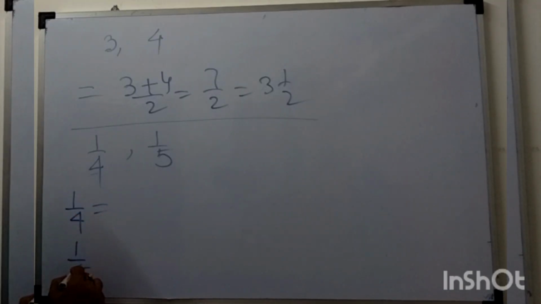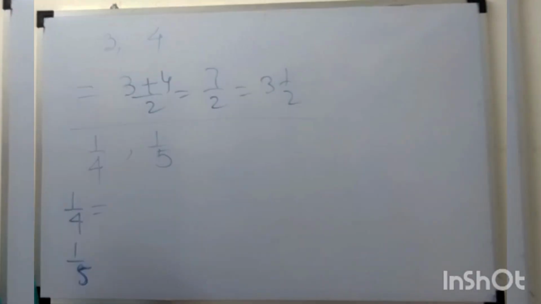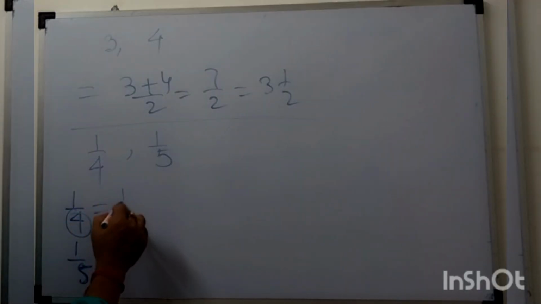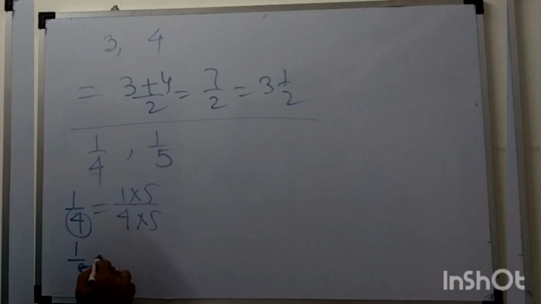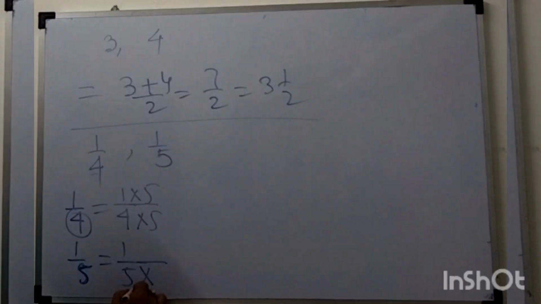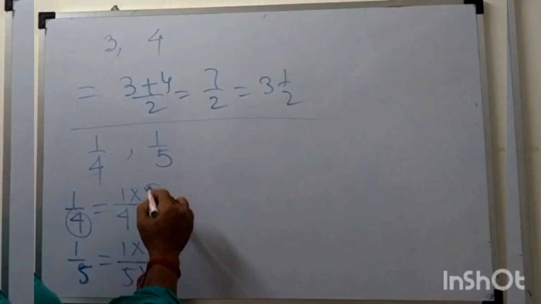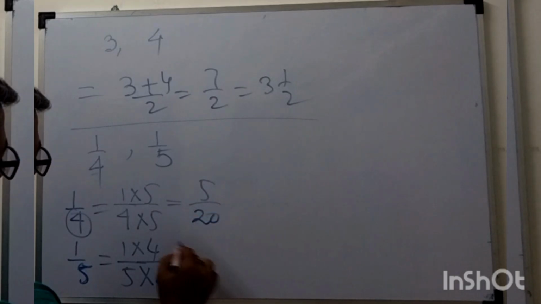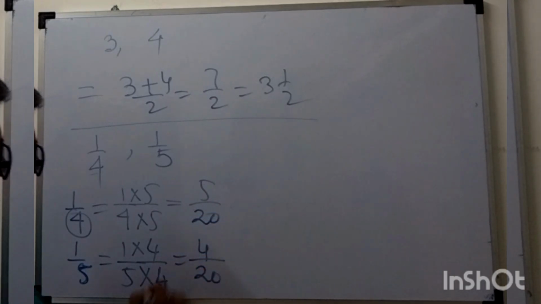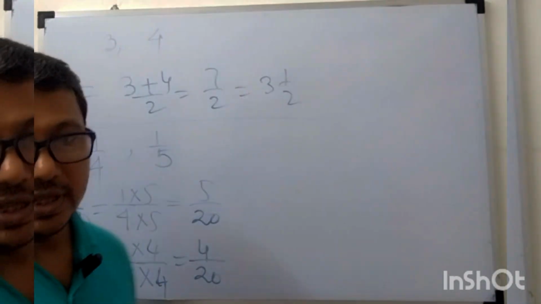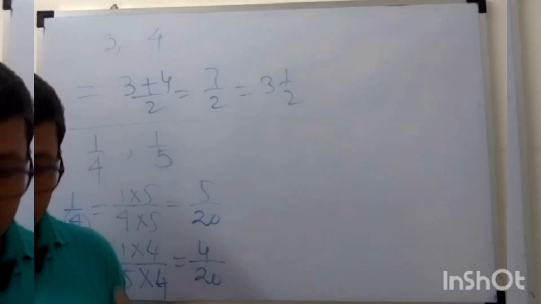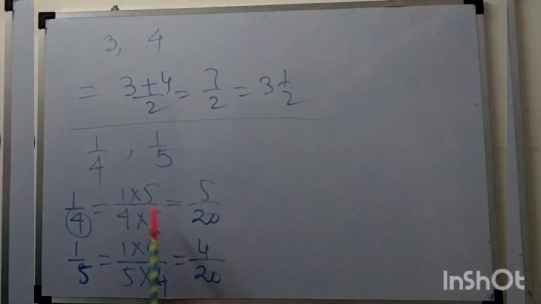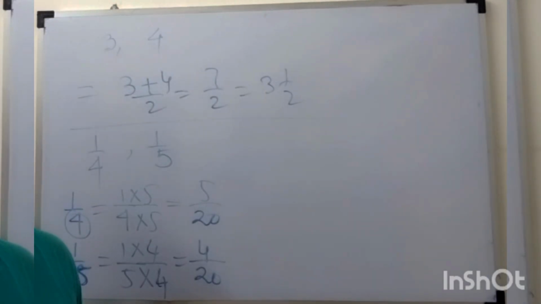First, let us make the denominator the same. In that case, we will multiply this numerator and denominator by 5, and we will multiply the other numerator and denominator by 4. Here we will get 5/20 and here we will get 4/20. But there is no integer between 4 and 5, so we cannot find a number between 1/4 and 1/5 here. So we have to move on to the next step.